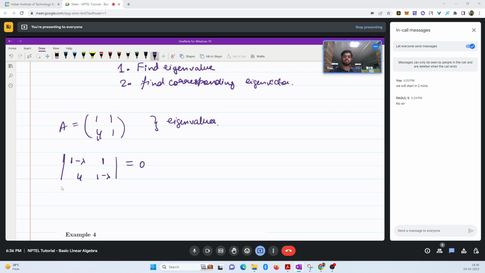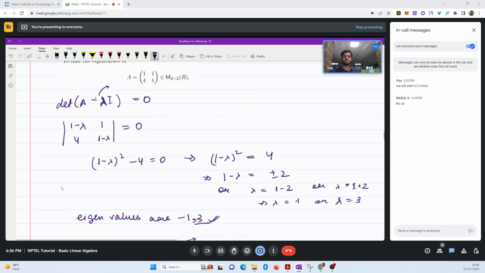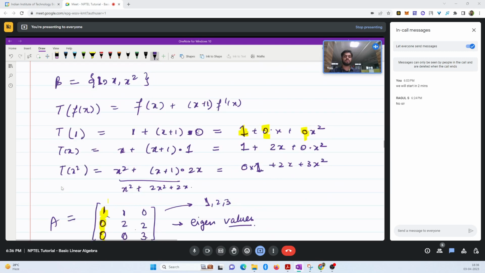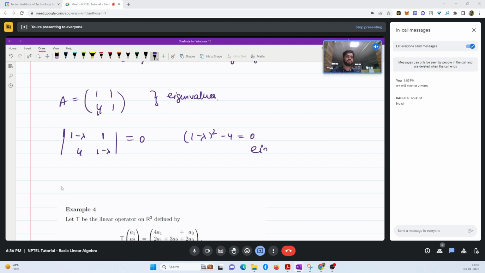is 0. This particular example we just did, so this is (1 minus lambda) squared minus 4 equal to 0. I think this was the exact same. So what did we get as eigenvalues? We got minus 1 and 3. So its eigenvalues are minus 1 and 3. You will get eigenvectors corresponding to every eigenvalue, so there will be different eigenvectors corresponding to different eigenvalues.